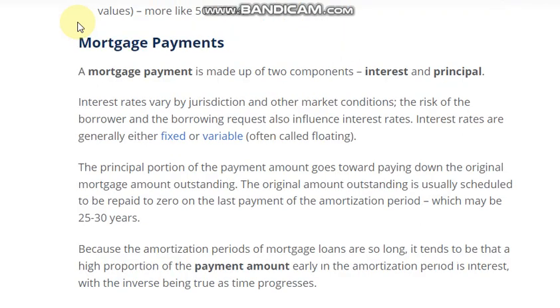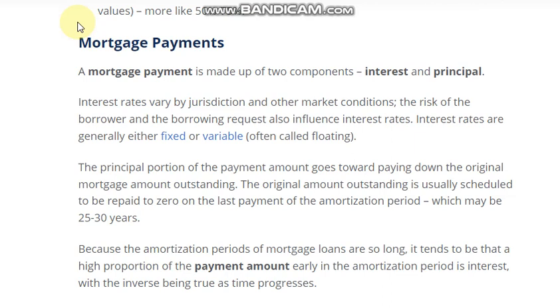Mortgage payments. A mortgage payment is made up of two components: interest and principal. Interest rates vary by jurisdiction and other market conditions. The risk of the borrower and the borrowing request also influence interest rates. Interest rates are generally either fixed or variable, often called floating.